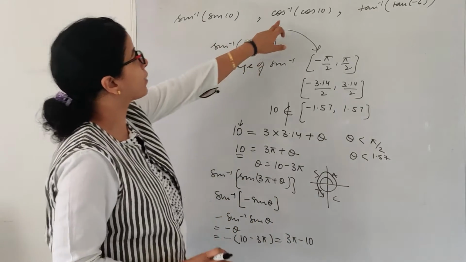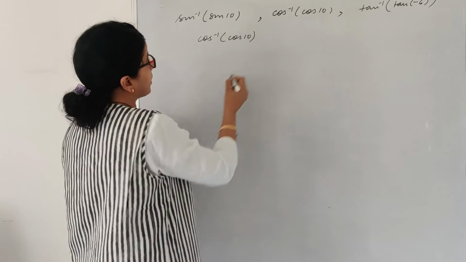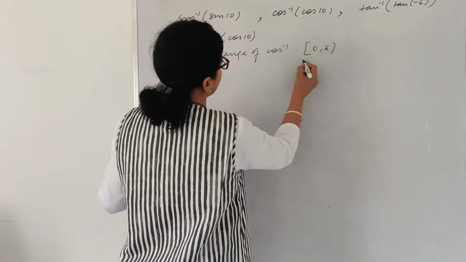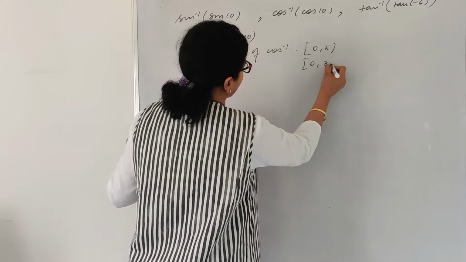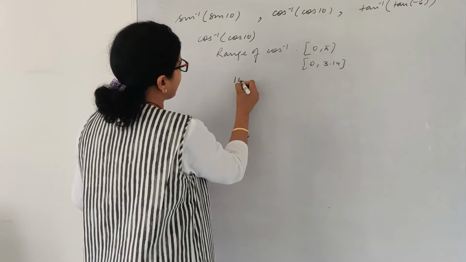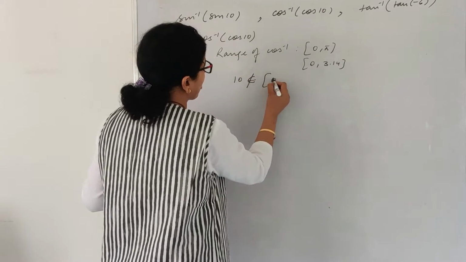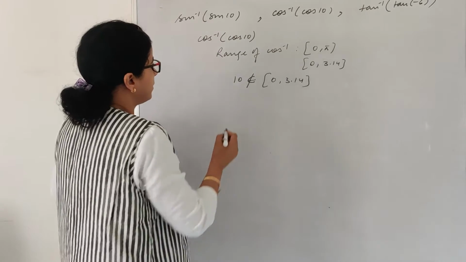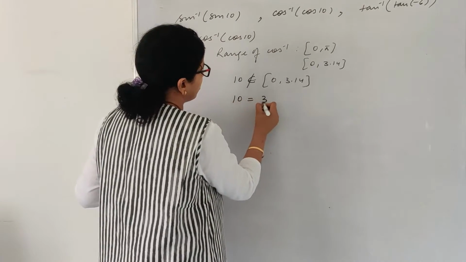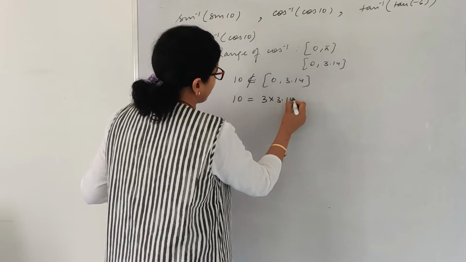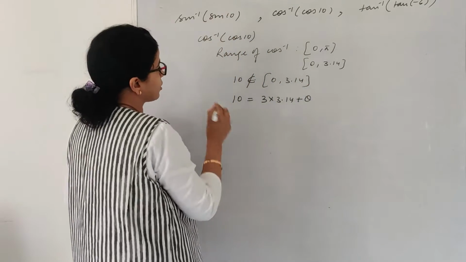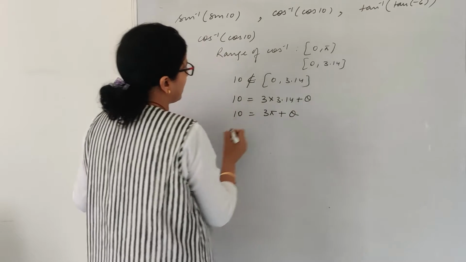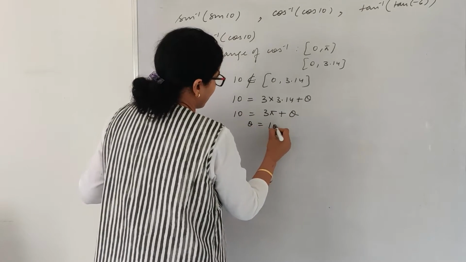Similarly, we are going to solve cos inverse of cos 10. The range of cos inverse is the closed interval 0 comma pi, which means 0 comma 3.14. My 10 does not belong to this closed interval, so again I have to reduce my 10. So 10 is equal to 3 into 3.14 plus theta, as we just did in the sine question. So 10 is equal to 3 pi plus theta, and theta is equal to 10 minus 3 pi.